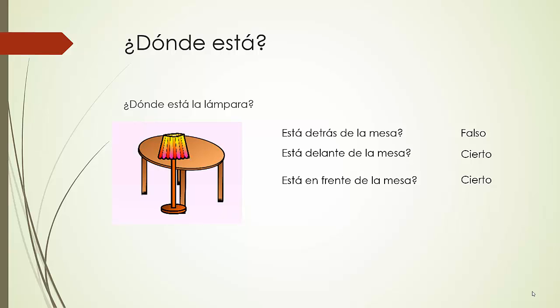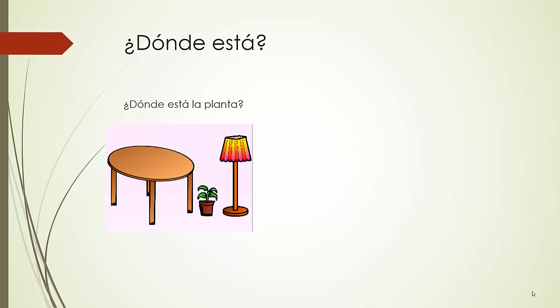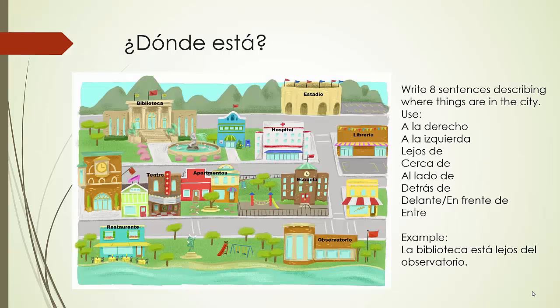Okay, one more relationship. ¿Dónde está la planta? ¿La planta está entre la mesa y la lámpara? ¿Cierto o falso? Cierto. The plant is now between the lamp and the table. So that's a little review of those. Let's look at how I'm going to test it.